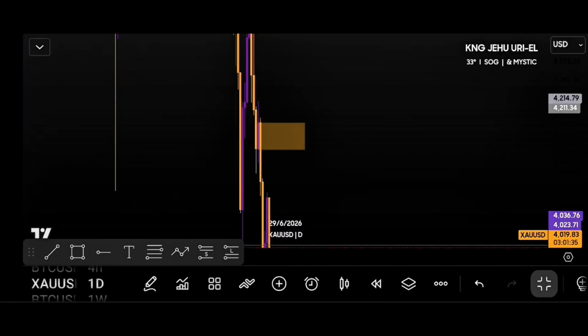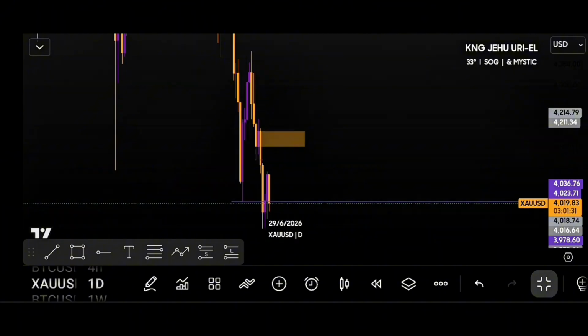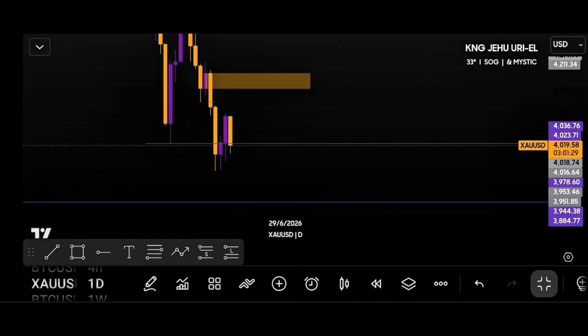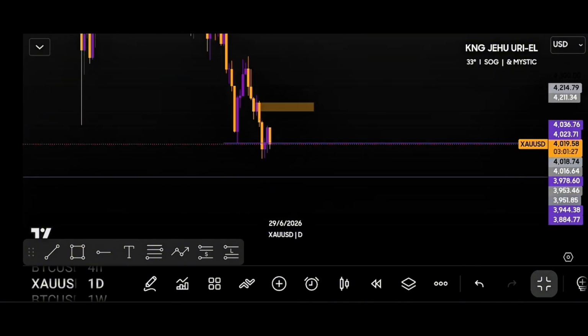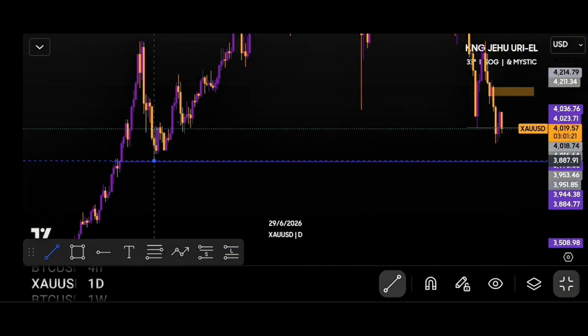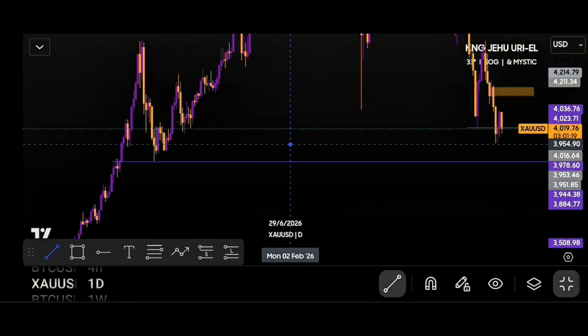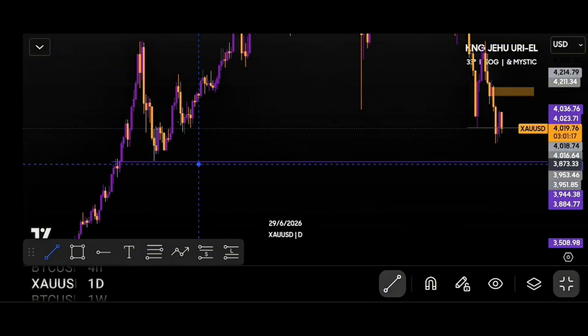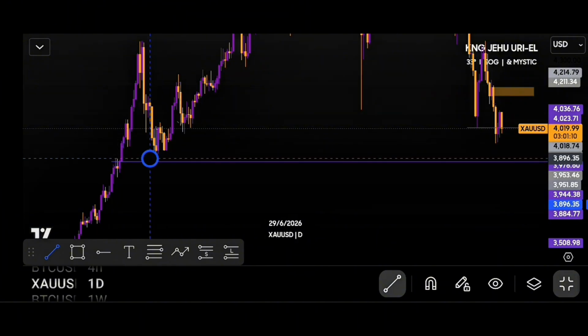Welcome to my screen. Like I said, we are going to be analyzing XAUUSD and BTC. Now this is the daily time frame of gold, and you can see this level right here. Gold has been bearish for a very long time, and it's definitely going to come to this level, probably to trigger something here.